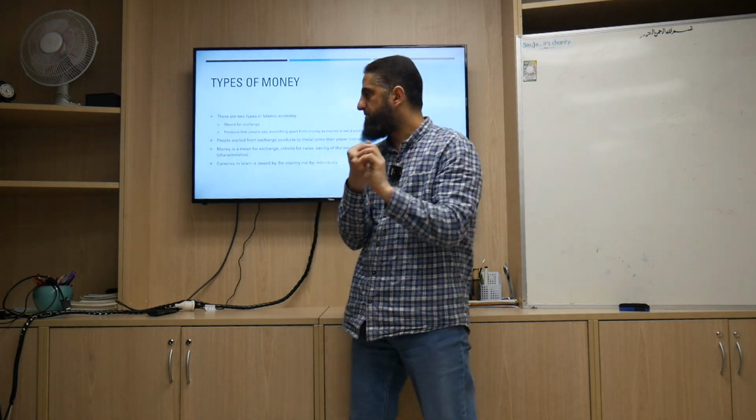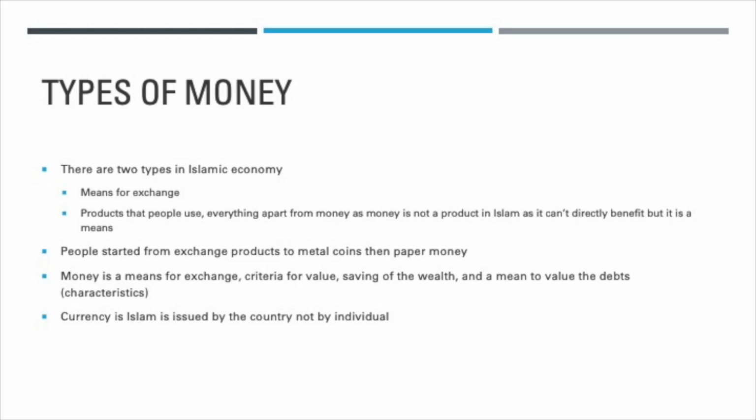Okay? So number one, it's a means of exchange, so you can buy with it. Number two, it's a criterion for value, meaning that it's linked to something for its value. Saving the wealth, I can save my wealth using that money, and it's a means for the value of the debt. So if I have a debt, then the debt is going to be counted based on that money.